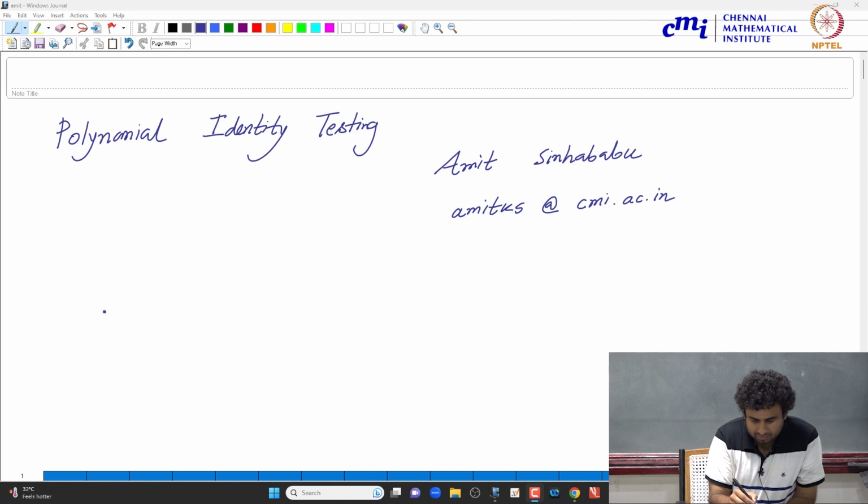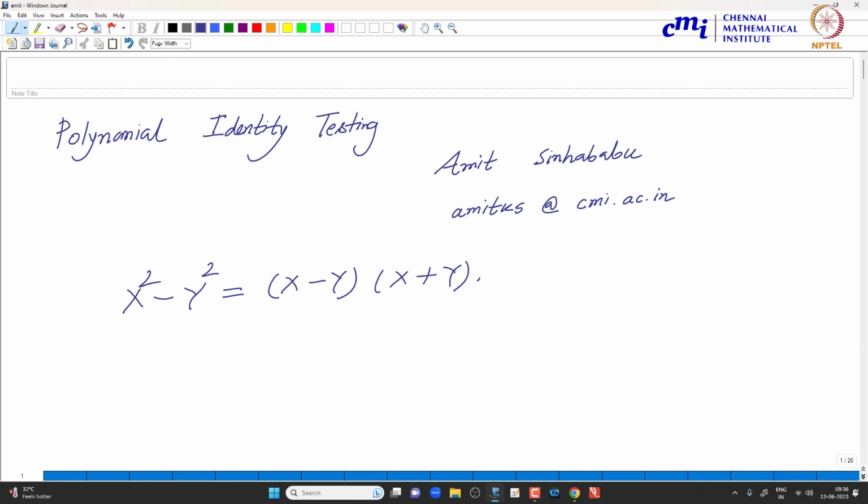So, let me begin with the problem. So, we know about polynomial identities from school algebra. So, we know that this is an identity, and how do you prove that this is an identity, right? So what you can do is you can expand it out completely, right? And this term cancels, and you get x square minus y square. So this is how you prove identities in school.